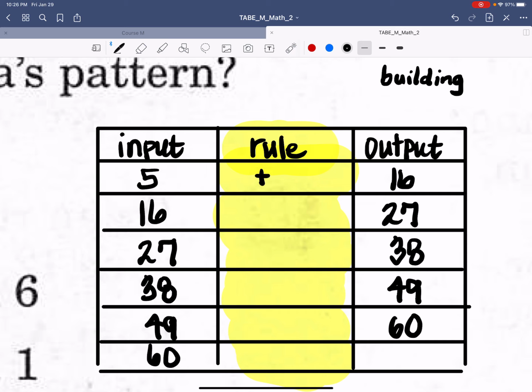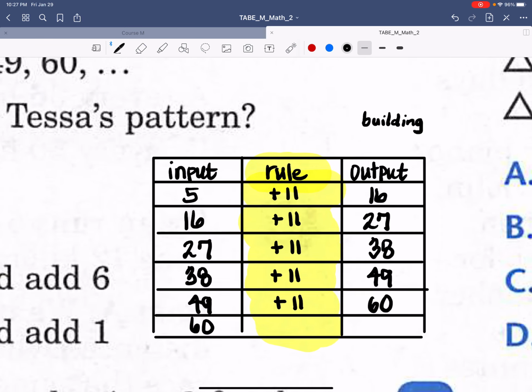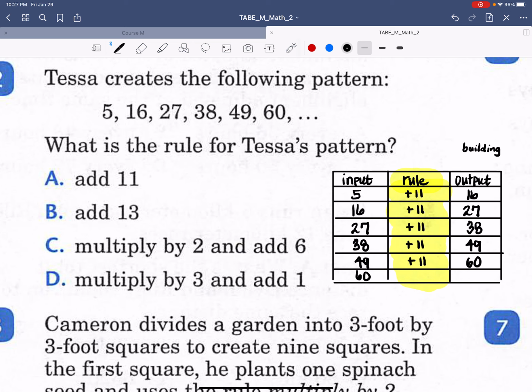So 5 plus something equals 16. What's the difference between 16 and 5? It's 5 plus 11. So let's see if that works here. 16 plus 11 is 27. 27 plus 11 is 38. 38 plus 11 is 49. 49 plus 11 is 60. So the rule here that Tessa did to get this pattern is to add 11 every time.